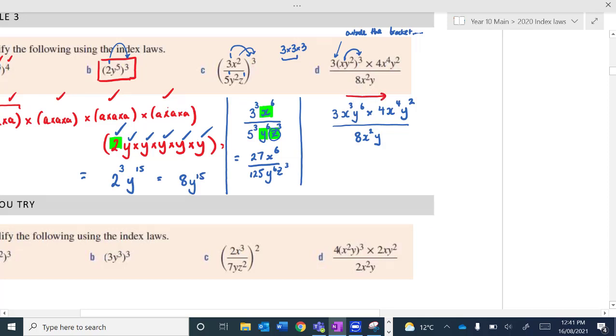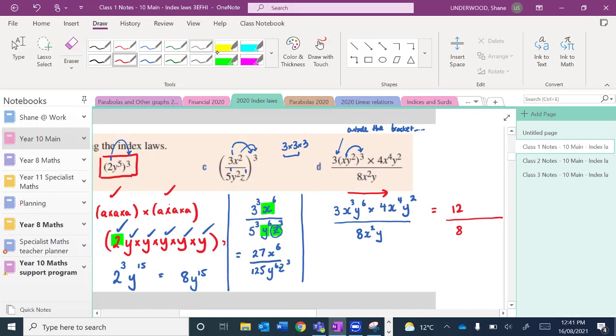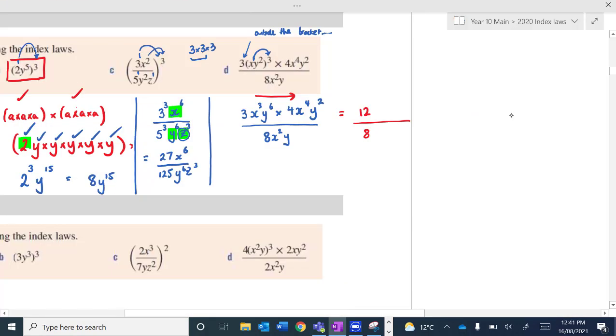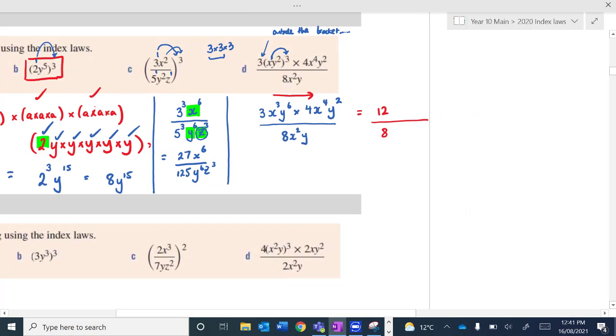As you can see, 3 4s are 12. Okay, so let's do that. 3 4s are 12. And look, we'll do the 8 on the bottom and we won't simplify the fraction yet. But let's apply our laws. Again, these things in isolation are pretty straightforward, but when you bring them all together, that's when it takes a bit more practice. We've got x to the power of 3 times x to the power of 4.